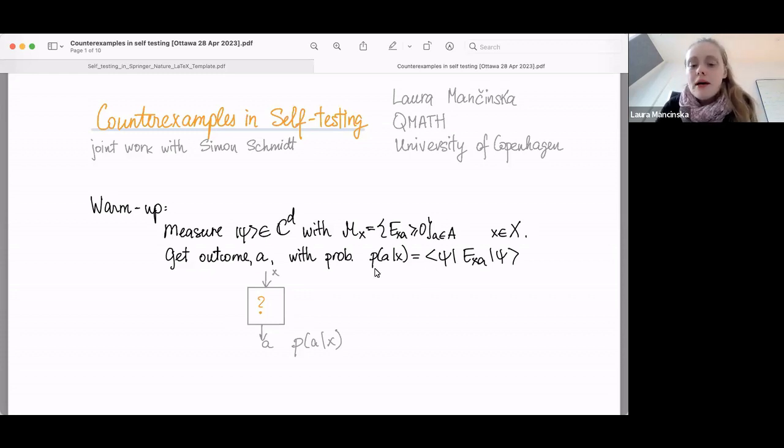All right, but now we might want to solve the inverse problem, right? Now suppose that you don't know what this box hides, and you have a question mark on this box. And instead you ask, okay, if I only see this probability distribution P of A given X, how can I recover the state psi and the measurements, as given by these positive semi-definite operators, that gave rise to this probability distribution? Okay, and it turns out that in this setting, it's actually impossible to solve this inverse problem because there could be many different states that I'm measuring that give rise to the same probability distribution.